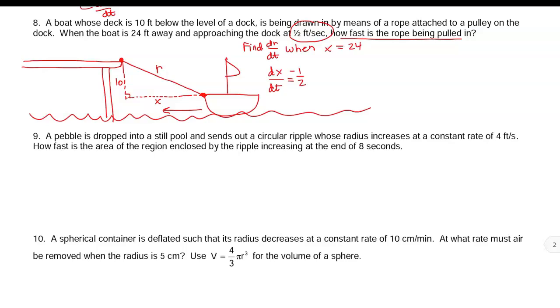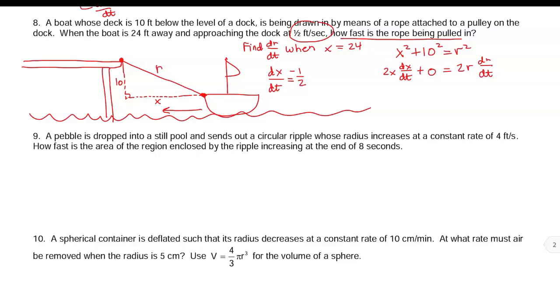Now that I have a picture, I can see a triangle there. It's a right triangle, and I do have labels for all three sides. So I'm going to set up the Pythagorean Theorem. x squared plus 10 squared equals r squared. And take the derivative with respect to time. So 2x dx/dt plus 0 equals 2r dr/dt.